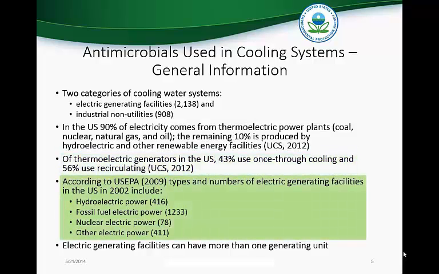According to the U.S. EPA, types and numbers of electric generating facilities in the U.S. in 2002 included hydroelectric power, fossil fuel electric power, nuclear electric power, other electric power. As of 2002, fossil fuel facilities comprised 58% of all electric generating facilities. Hydroelectric comprised 19%, other electric power comprised 19%, and nuclear electric power comprised 4%.